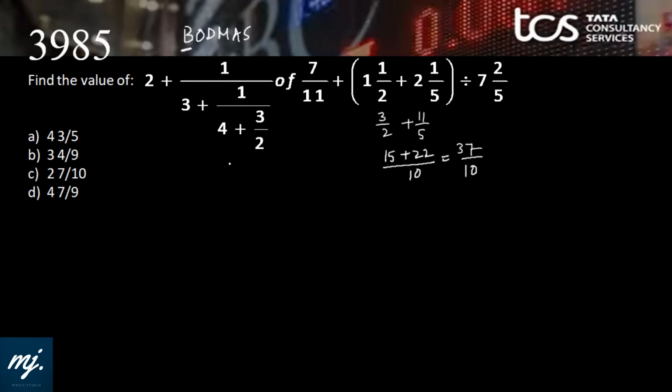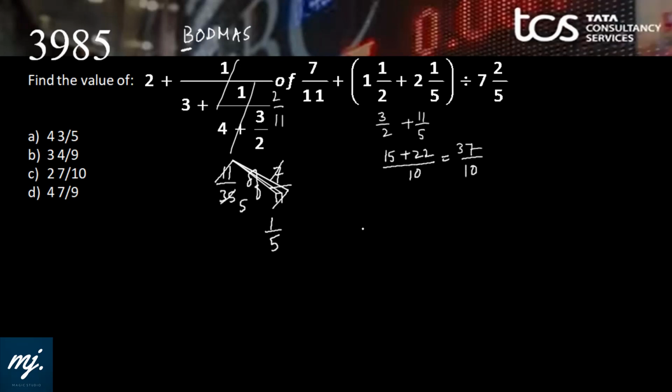Now we need the "of" part. We need to solve this first. 8 plus 3 is 11, 11 by 2. So this will become 2 by 11. And then 33 plus 2 is 35 by 11. Then this will become 11 by 35 of 7 by 11. Cancel out 11, cancel out this 5. So this portion of is giving me 1 by 5.